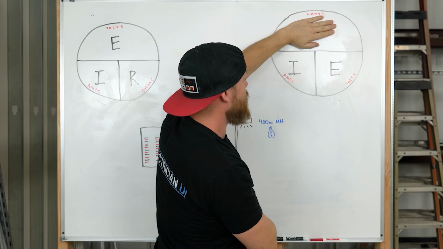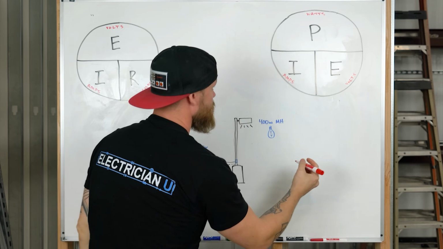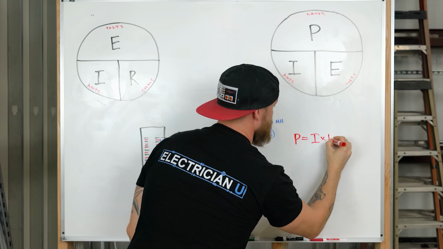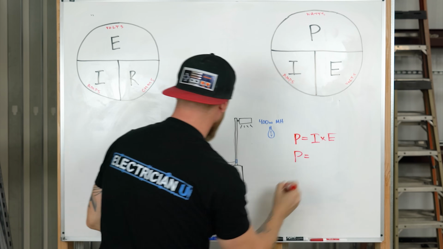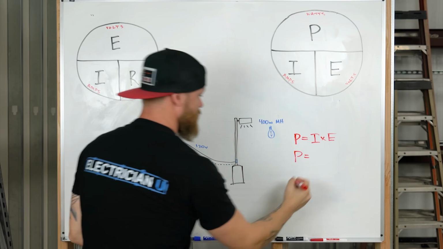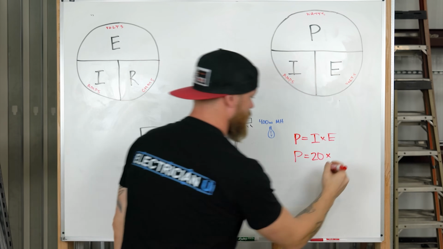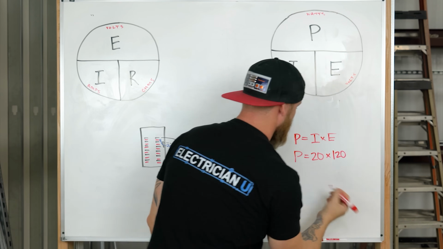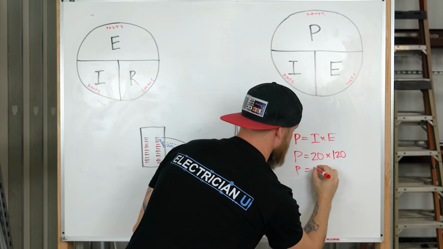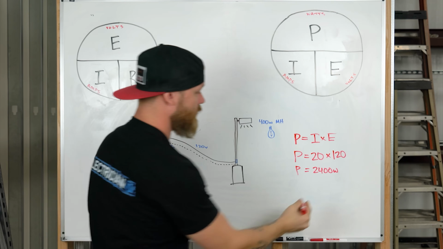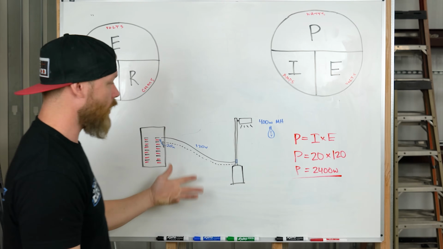We're trying to find watts, so we cover up watts on our chart. E times I is the formula, amps times volts. So you would just rewrite the formula, P equals I times E. P would equal the amperage I, which is 20 amps in our case. E is the voltage, it's a 120 volt circuit. And P equals 2400 watts. So we have a total of 2400 watts on this circuit to work with.